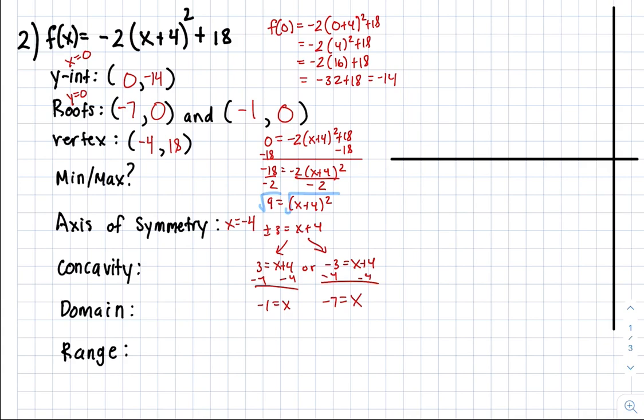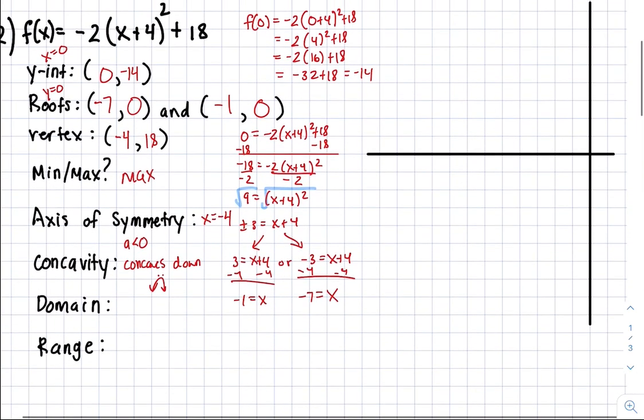Okay, concavity. You know a is less than 0, right? Negative 2 is less than 0, so that means it concaves down, which means a sad face, and a sad face gives you a maximum, because, right, you see the highest point on the top. Okay, so we're going to graph.